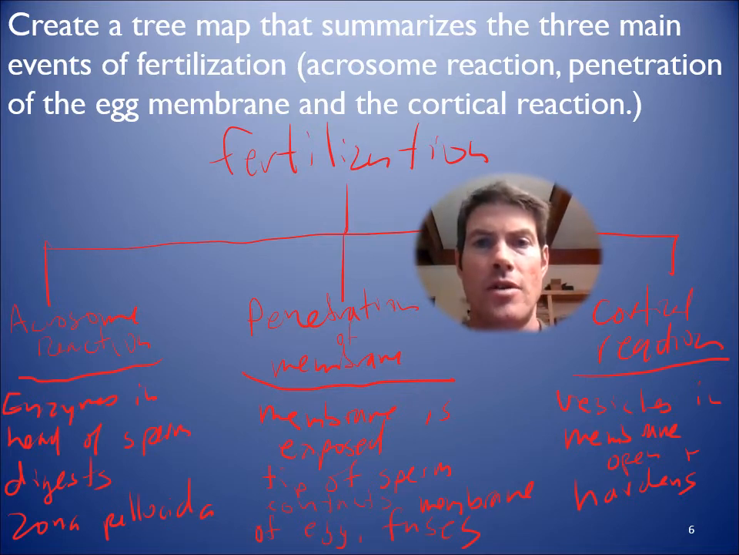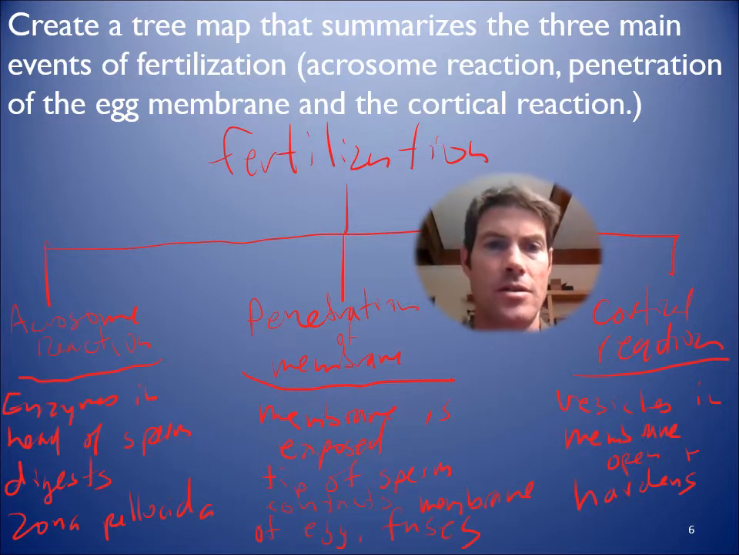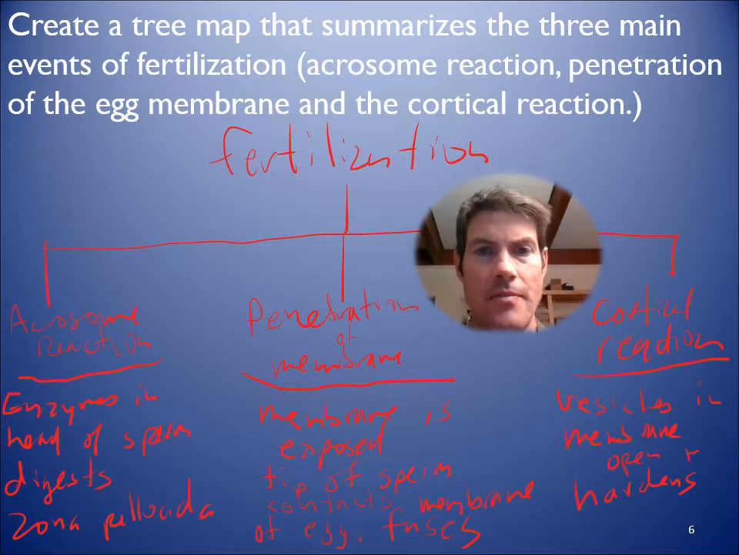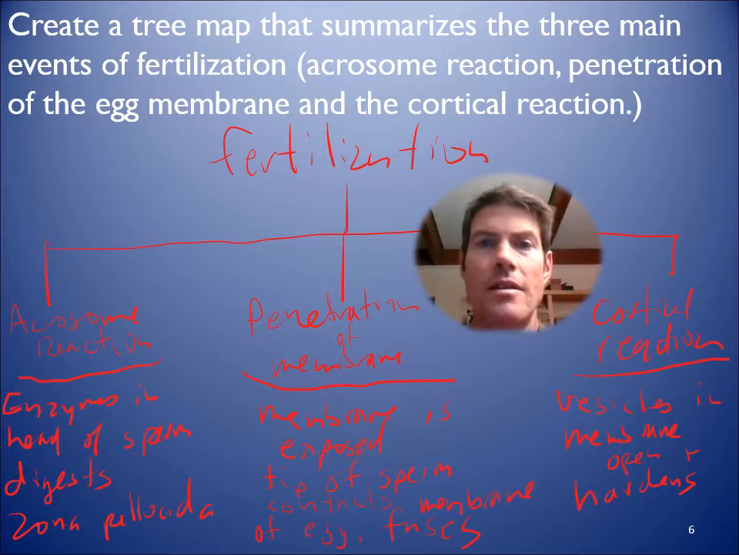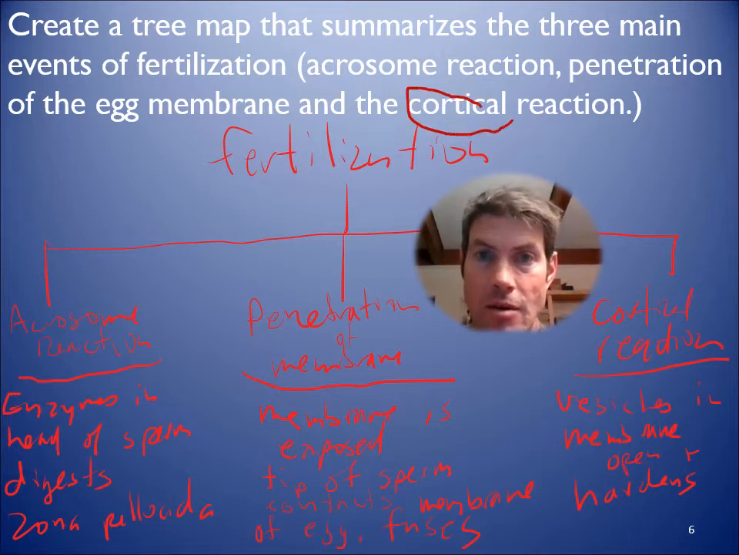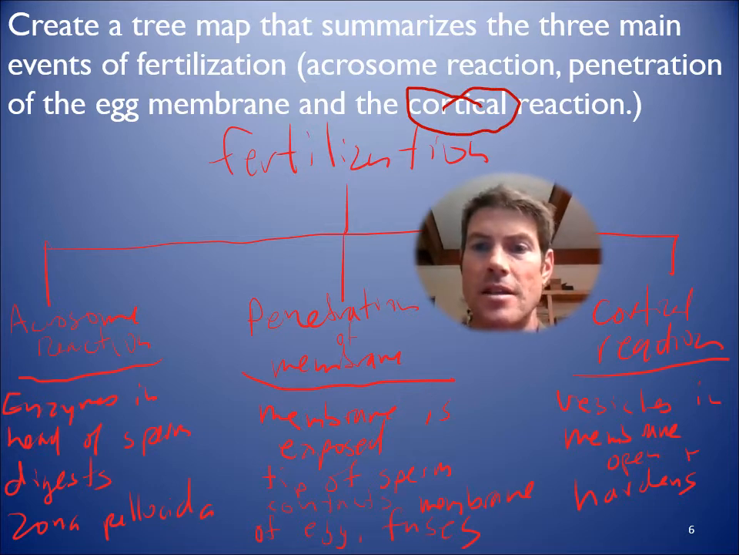So as you create a little tree map similar to what I have here, what I just described, the acrosomal reaction: enzymes digest the zona pellucida. Once the membrane is reached, the membrane is exposed, the tip of the sperm will fuse its membrane with the membrane of the egg, and the nucleus will enter. And the cortical reaction: vesicles in the membrane break open and then harden up, so no more sperm can get there.